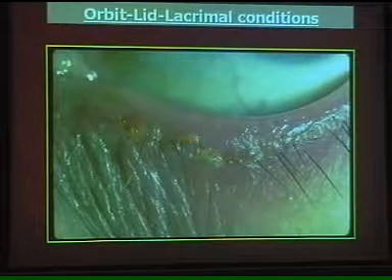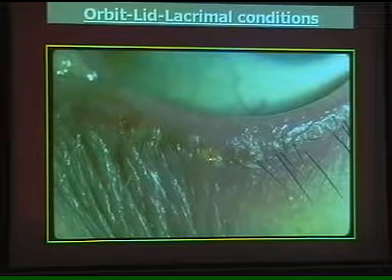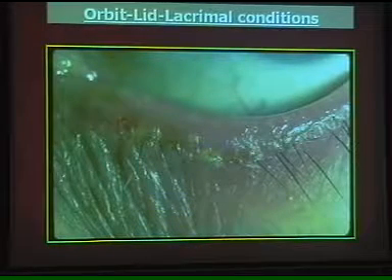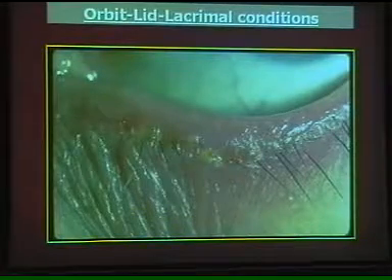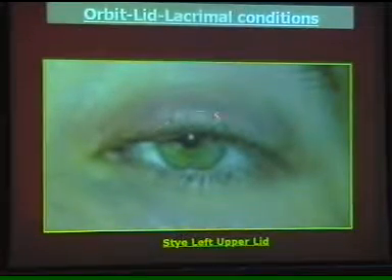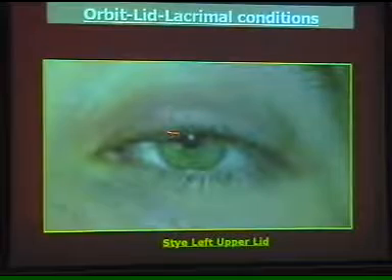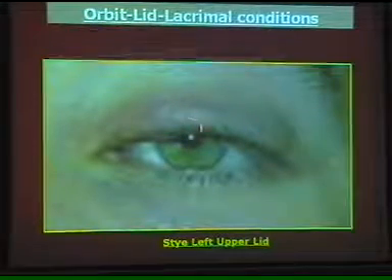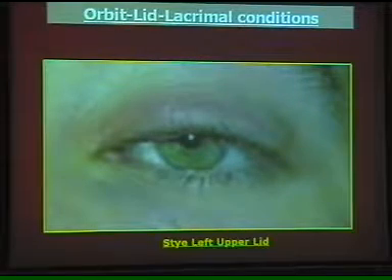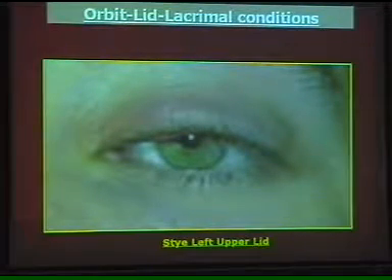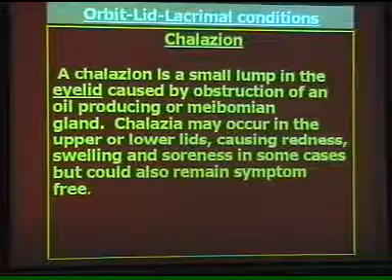You can see a couple of styes. Now they are limited to the lash only, but once they start swelling, one can see the sty is a large swelling which could be very painful. It's a small compartment. Any swelling in that area could be very, very painful, as is true with small compartment swelling.